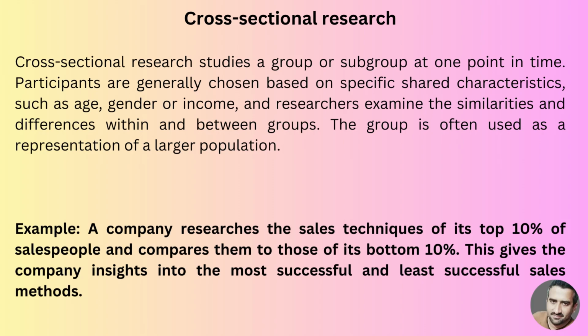And the next is cross-sectional research. That is also a very important type of research. This research studies a group or subgroups at one point in time. Participants are generally chosen based on specific shared characteristics such as age, gender, or income. And researchers examine the similarities and differences within and between groups. For example, a company researches the sales techniques of its top 10% of salespeople and compares them to those of its bottom 10%. This gives the company insight into the most successful and least successful sales methods.